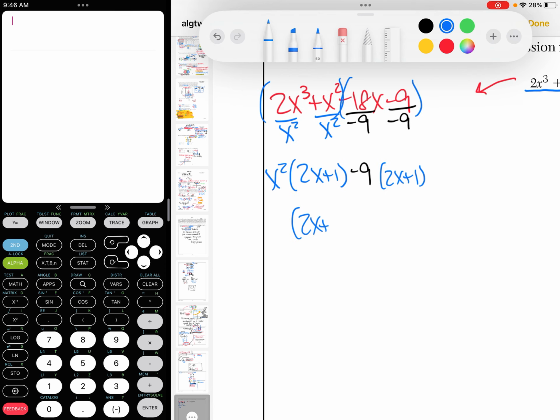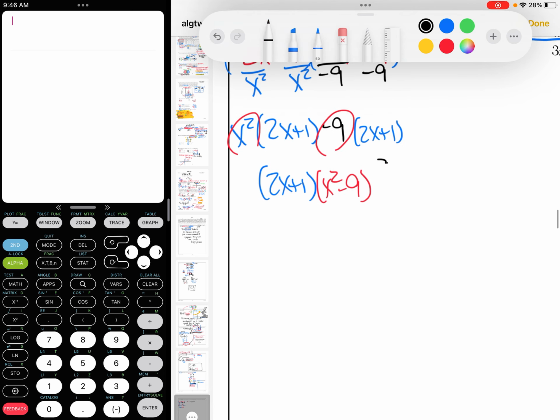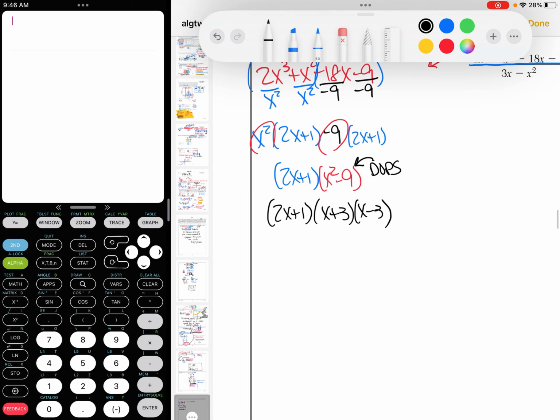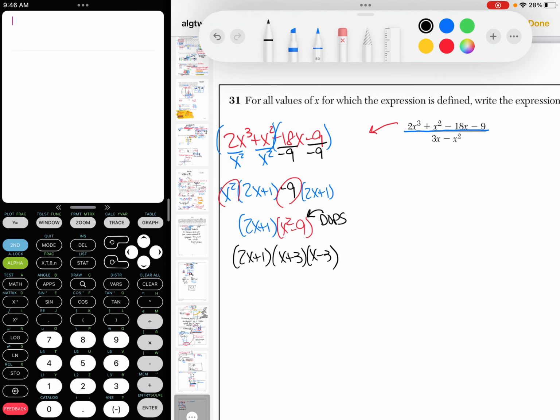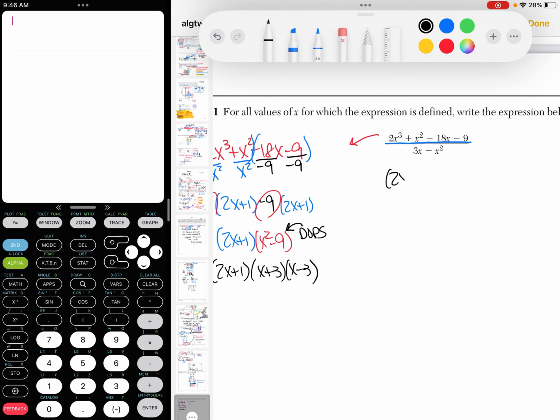So I'm going to bring down the one they have in common, which is 2x plus 1, and then you put your 2 GCFs together for the next one, x squared minus 9. This needs to be factored again because this factors with DOPS. So the 2x plus 1 is going to stay. This will be x plus 3 and x minus 3. Okay, so that is going to be my final factored answer for the top. So I'm just going to put that over here on top, 2x plus 1, x plus 3, x minus 3.